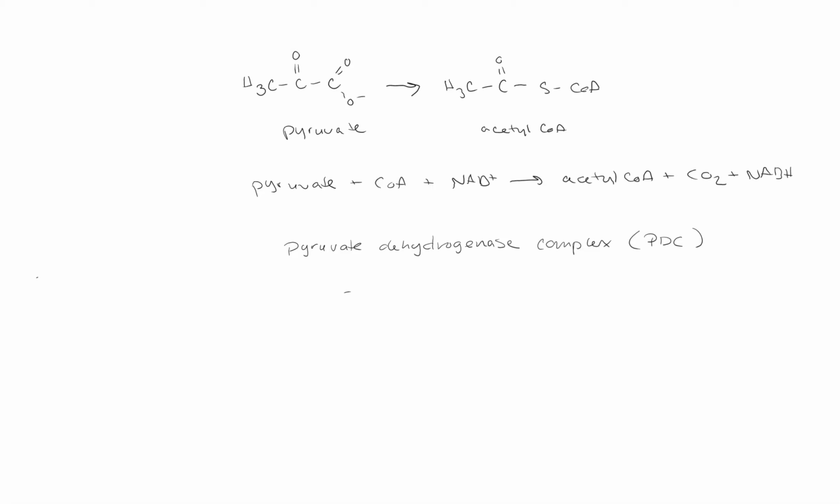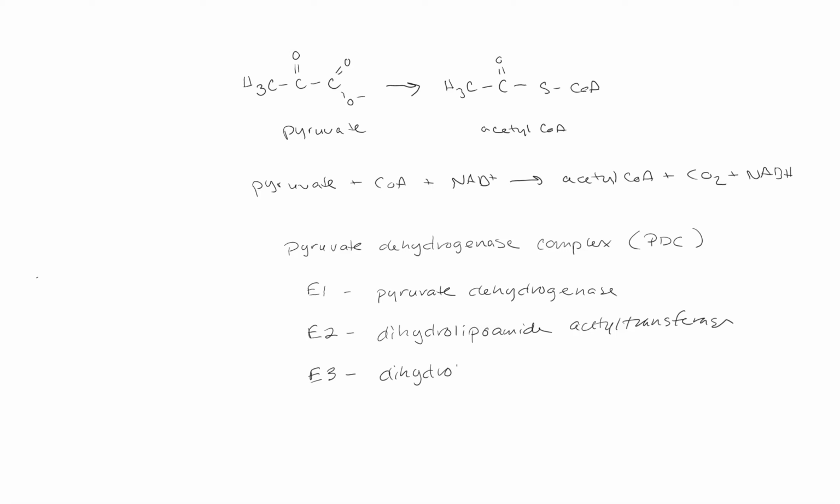So we've got our E1 component, the pyruvate dehydrogenase. The E2 component, our dihydrolipoamide acetyltransferase. And our E3, our dihydrolipoamide dehydrogenase. And all are involved in the conversion of pyruvate to acetyl-CoA.